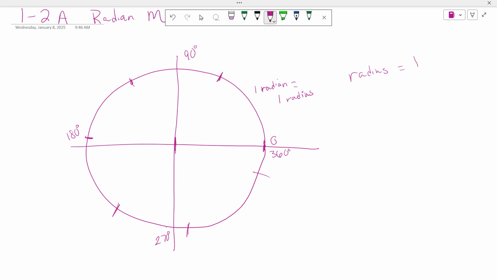Okay. So there's a little left over here. About a quarter left over. Or it's about 6.28 radians to get around a circle. So to get around half of a circle, what's half of 6.28? 3.14. Ever heard of that number before? 3.14 is what? Pi.